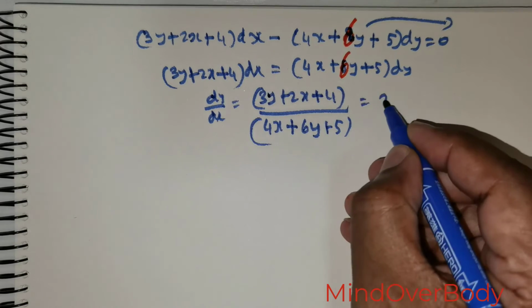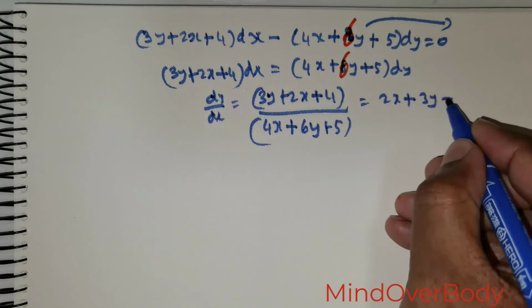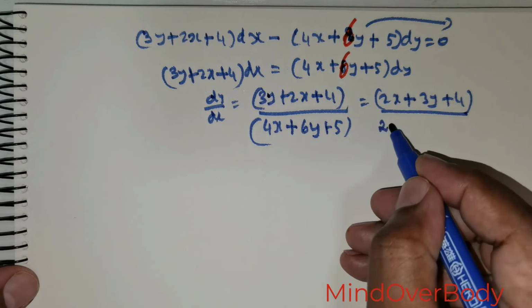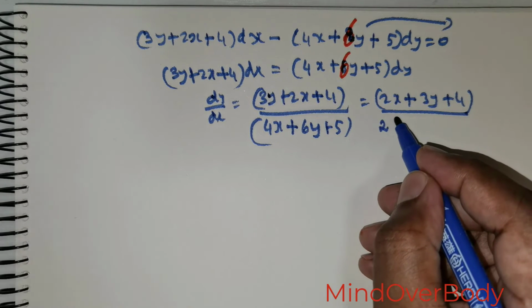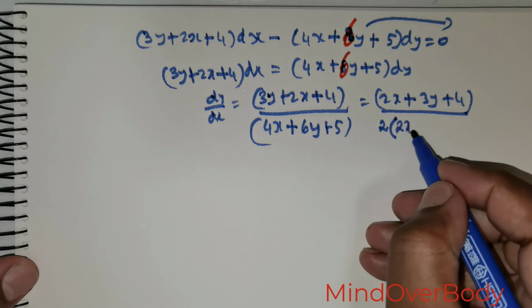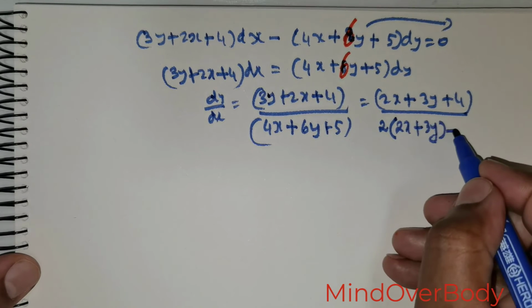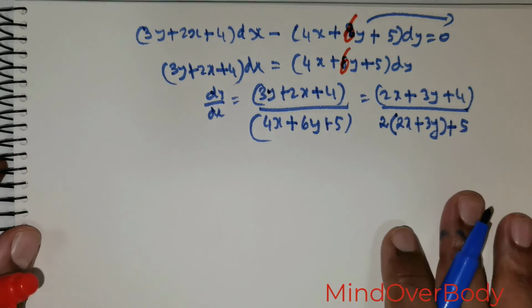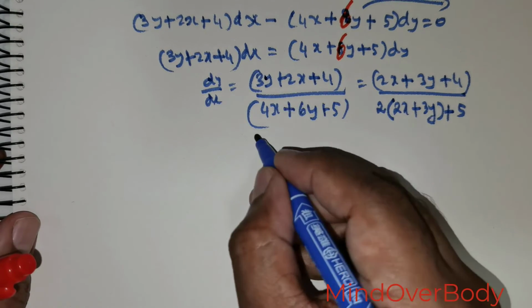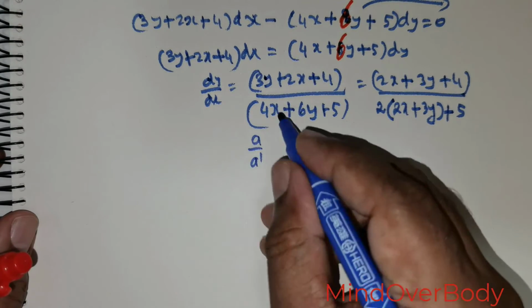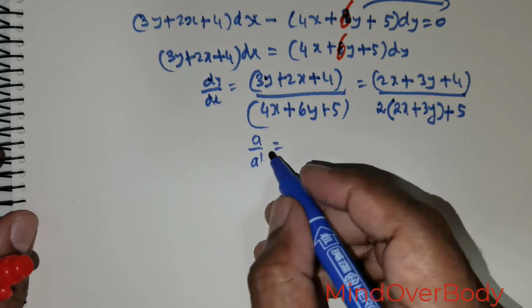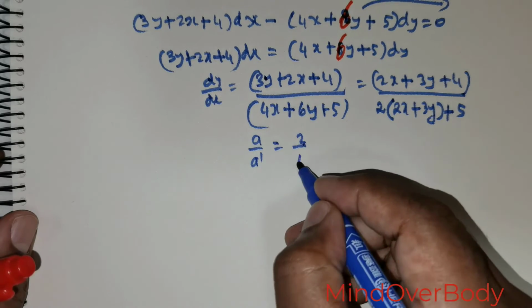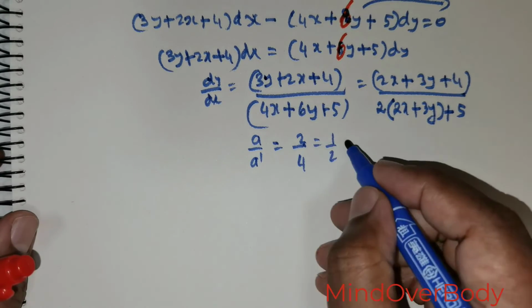Now I can rewrite this as 2x positive 3y positive 4 divided by, now the denominator is going to be 2 times of 2x positive 3y positive 5. Okay, that's fine. Now just compare this to our a over a dash and just get the value of a over a dash. Now my a is 2 and my a dash is 4, so I'm getting 1 over 2 for this. Okay, that's fine.